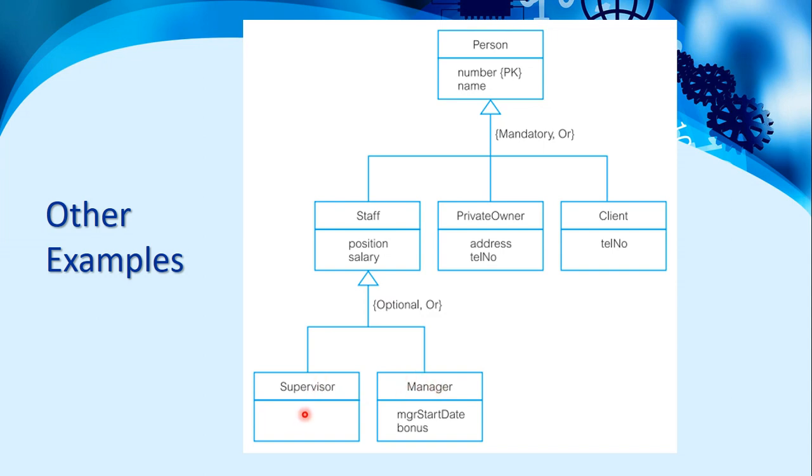Now, as mentioned, subclasses inherit the attributes of the superclass. So take note, since supervisor is a subclass of staff, it is automatic that it inherits the attributes of the staff. So the supervisor has the position and salary. Of course, staff is also a subclass of the person superclass, so this staff has also inherited the number and name attributes. Therefore we can say that this supervisor has a total of four attributes, which were inherited from the staff and person superclasses.